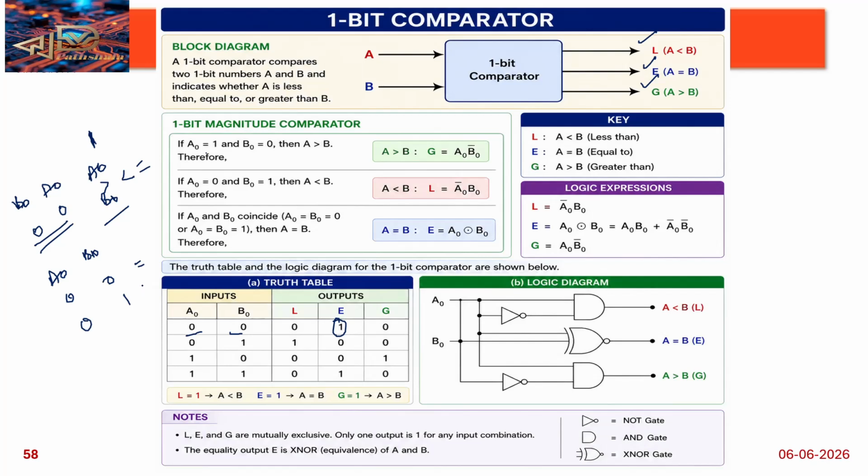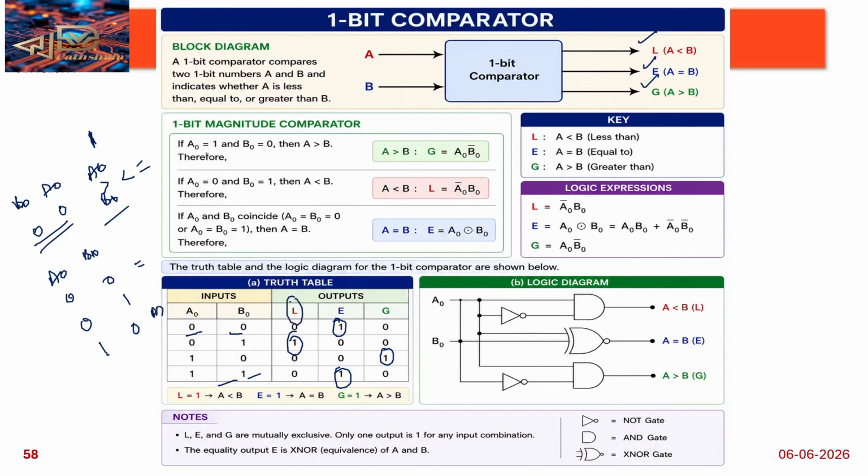0, 1: A is less than B, okay, A less than B, I am getting 1 here. And 1, 0: again A greater than B, greater than condition, I am getting 1 here. 1, 1 means equality condition, I am getting 1 here. Okay, so based on that I will write the equation here.